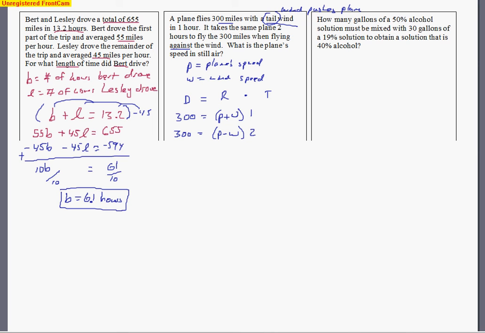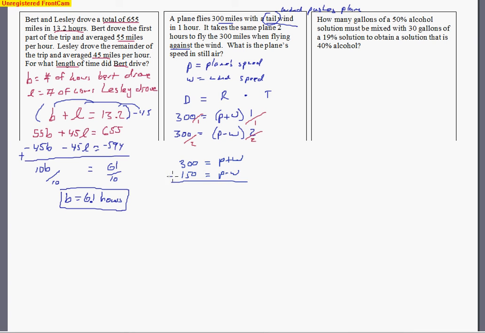So a good way to solve this is to go ahead and use some division. Get the P and W by itself. So I'm going to divide by 1 on that top equation, divide by 2 on the bottom. So now I've got two new equations. 300 equals P plus W. And then on the bottom, 150 equals P minus W.